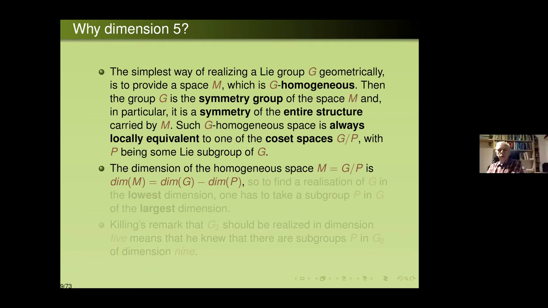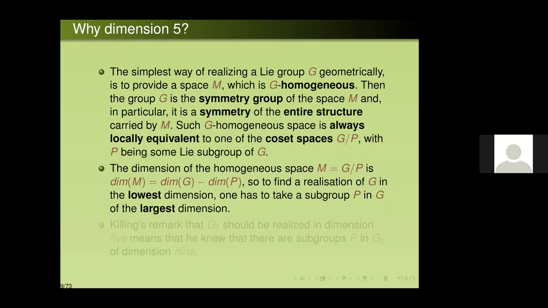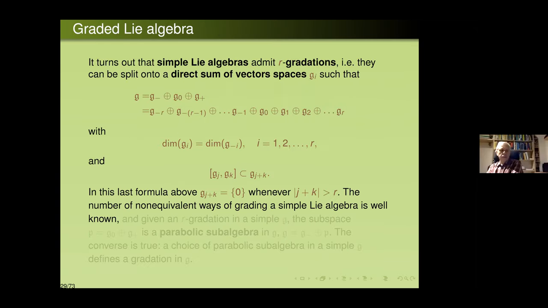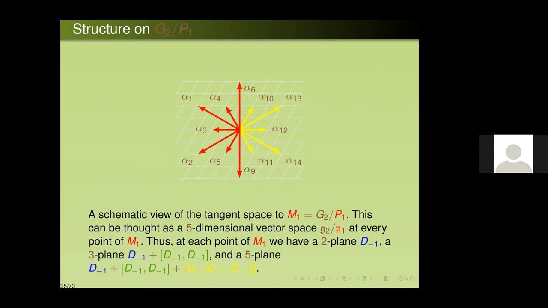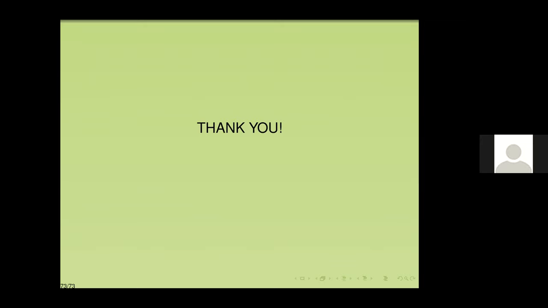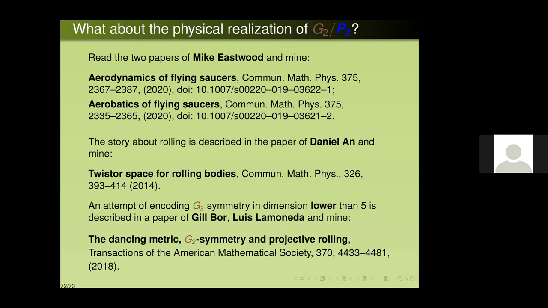Paweł, these rolling examples were about which real distribution? 2-3-5. 2-3-5. And what about the other one? That's what I was saying. The other one is in the paper with Mike Eastwood. It is just flying saucer geometry. I had no time for this because already this 2-3-5 story took me a lot. But the other one is defined in these first two papers here. It is very recent, as you see, 2020.